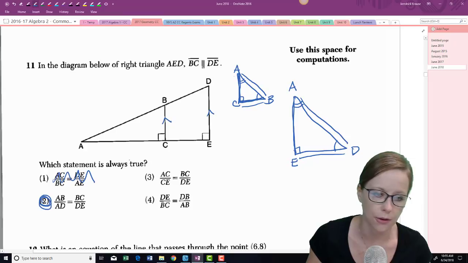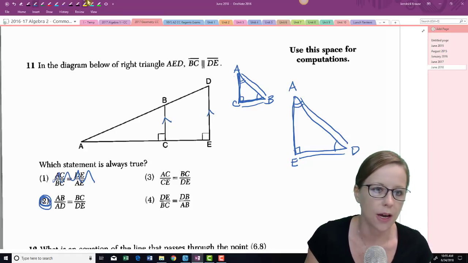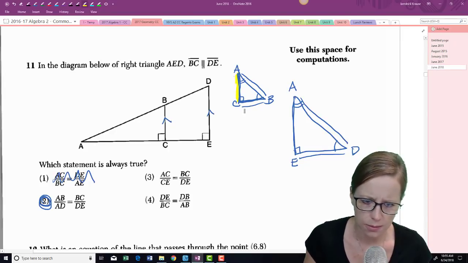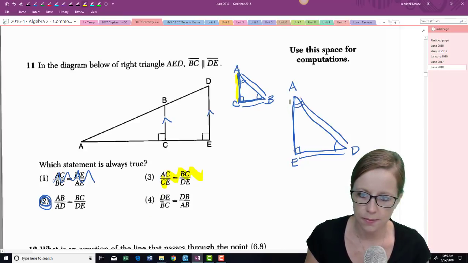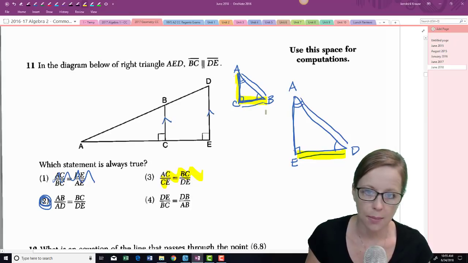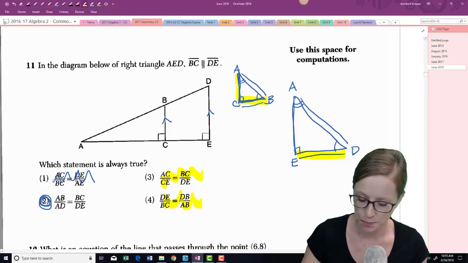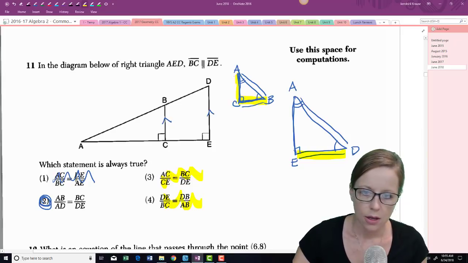You would have to go through your other choices like that. And just for fun, real quick, AC, CE, no, that's not even a thing. Okay, no. DE, which is this bottom side, matches with BC, true. But then DB, no, doesn't work out, not that one. So it's definitely 2. All right.